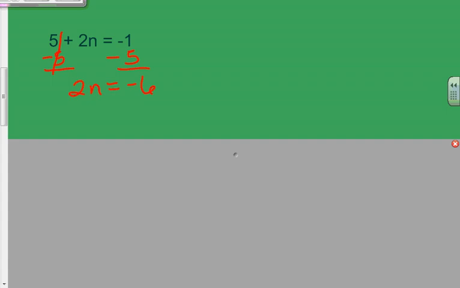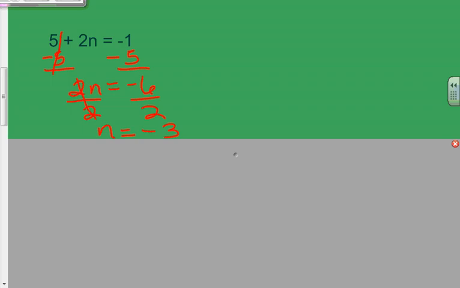That's step 1. Step 2, now we have to get rid of the 2 that's with the n, because our goal is to get n all by itself. So we're going to divide the 2 away. 2 divided by 2 is 1, leaving n. Negative divided by positive is a negative, and 6 divided by 2 is 3. So we get n equals -3.